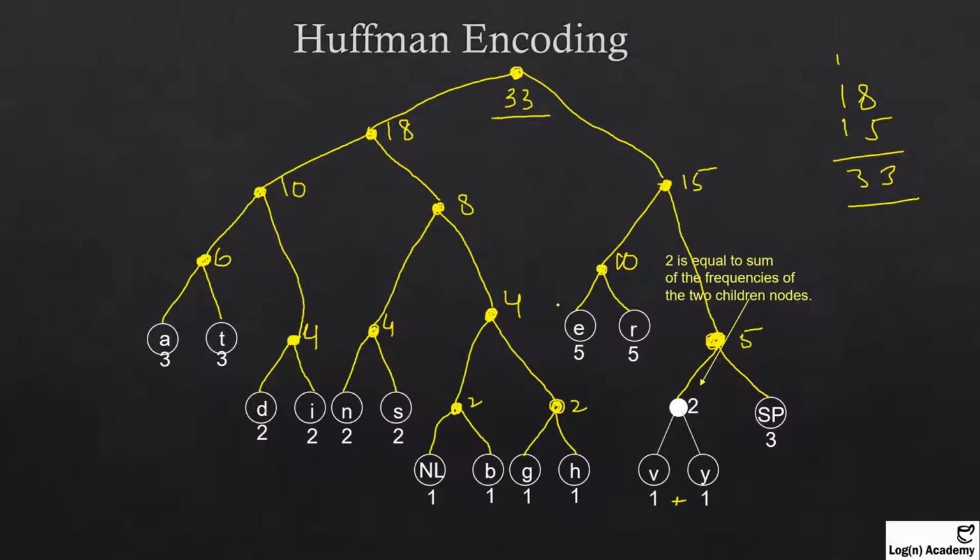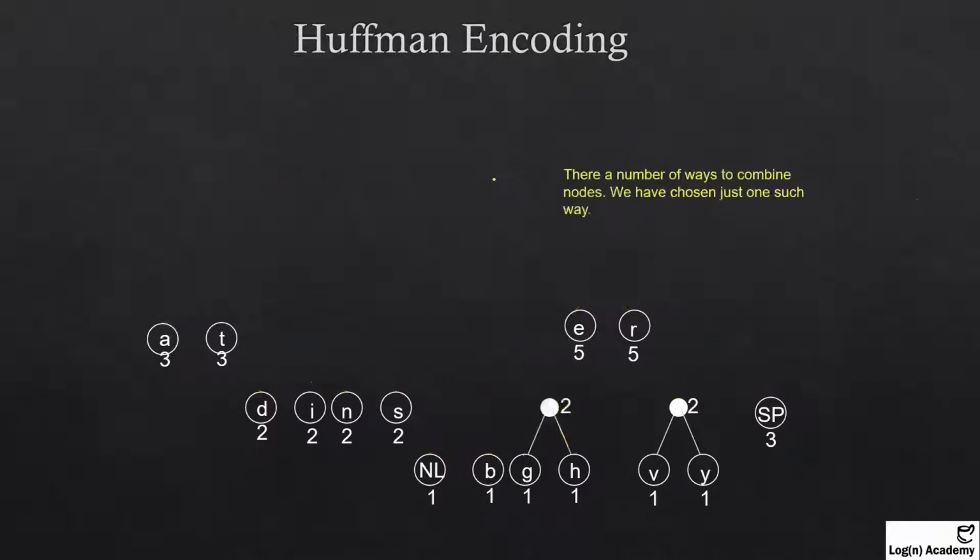This is the tree that we have to form, and we need to take care that the root node should be equal to the total number of occurrences of the characters. We need to take care of that. So we create a tree something like this. Now let me show you once again with the proper slide with proper connections.